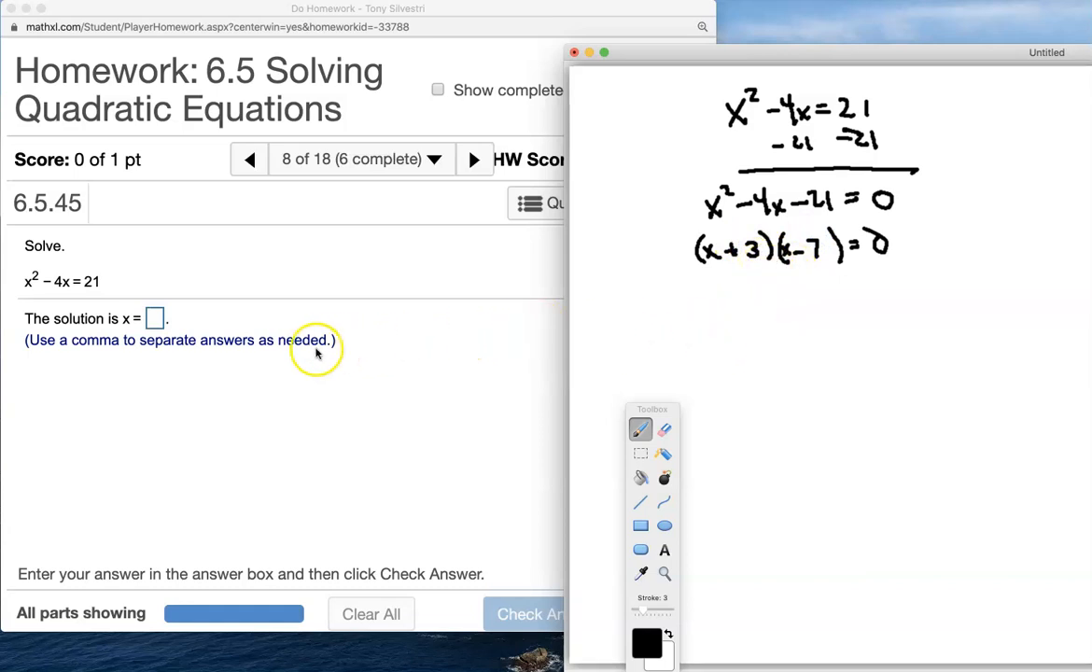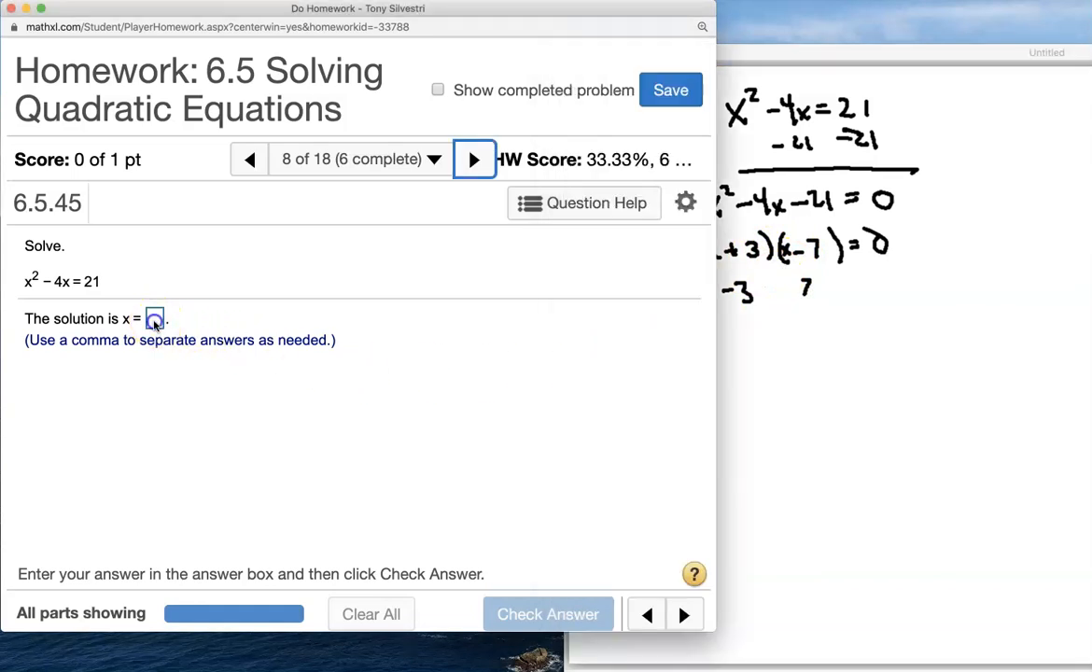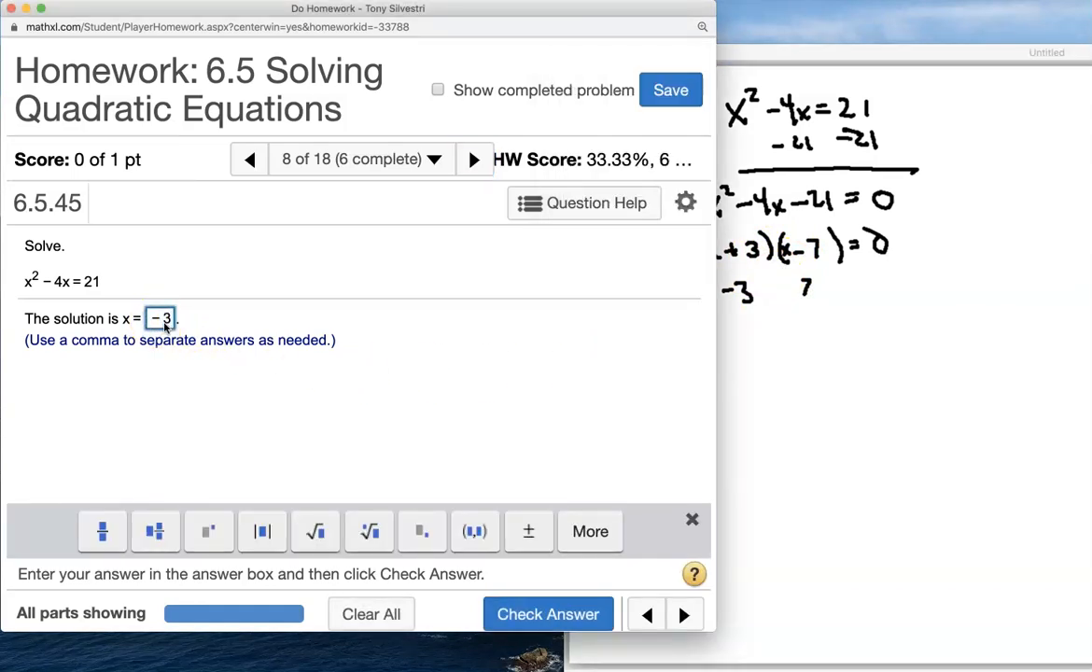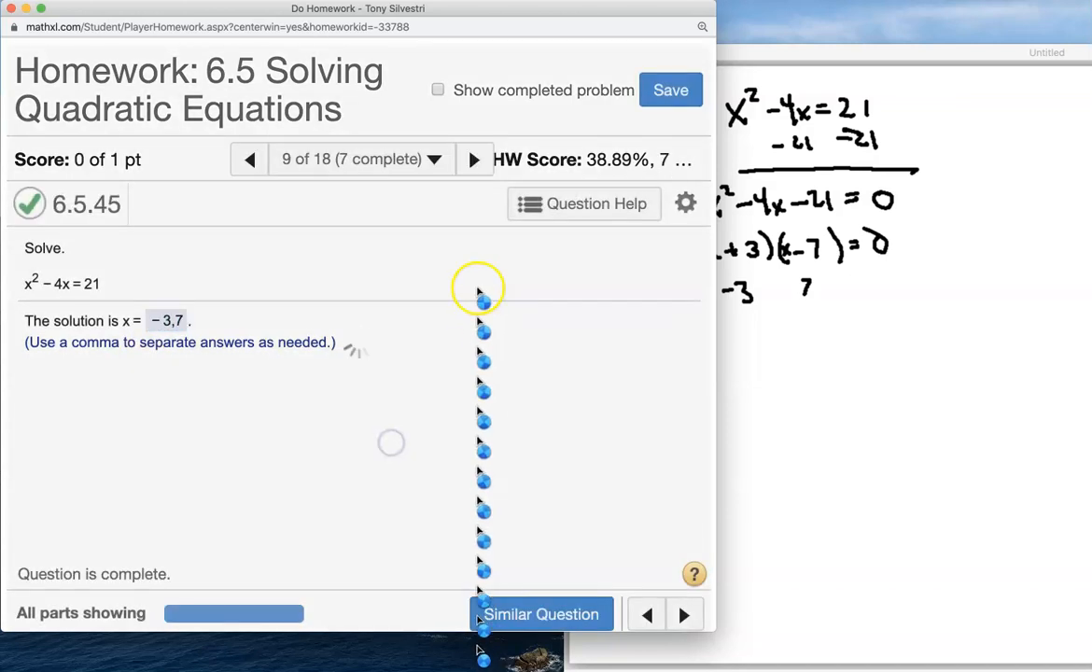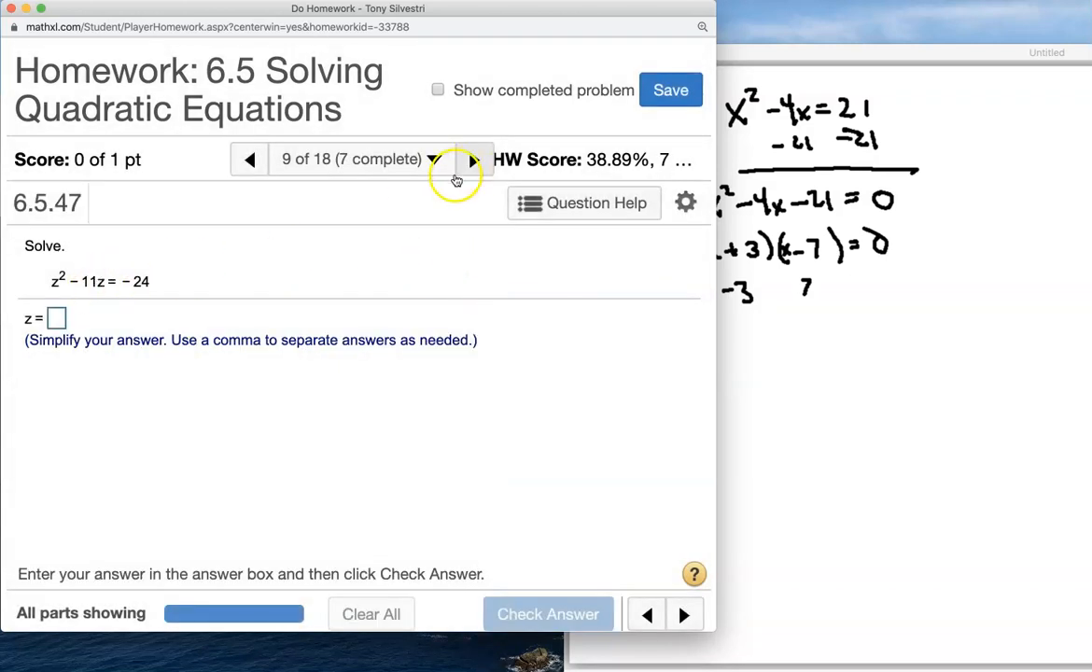So what do you think the answer would be? This guy here, when you set the factor equal to 0, gives me an x value of negative 3 and 7. It's the opposite sign of what you see here. So I'm going to go with negative 3 and 7. Enter. Here you go. That's it. Okay, I'll let you do this one because it looks like the one that we did before.